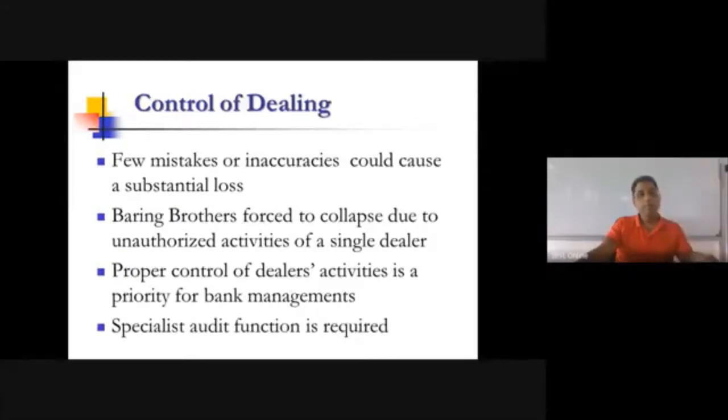So control of dealing. Basically, you understand, especially if you looked at the last 3 months and looked at how markets have been behaving, that if proper limits are not in place, even the smallest mistake can lead to substantial losses, because markets are unpredictable and market risk is unpredictable.